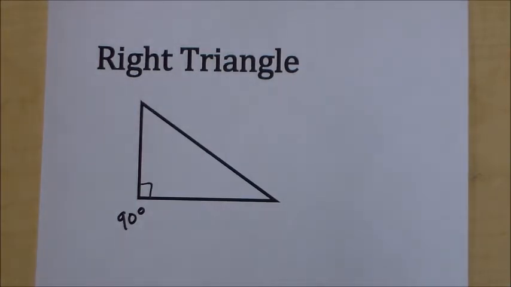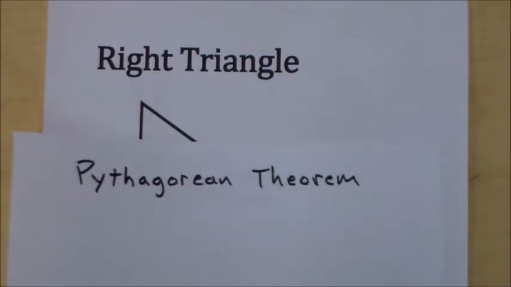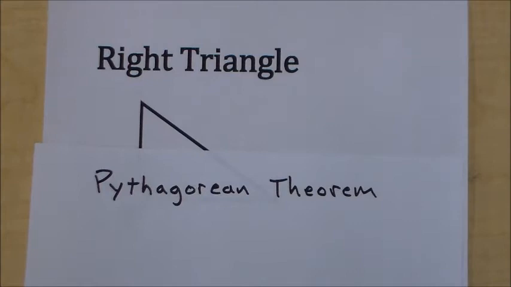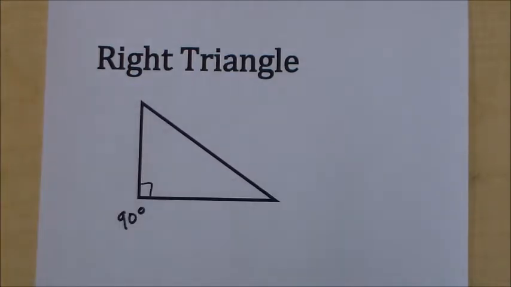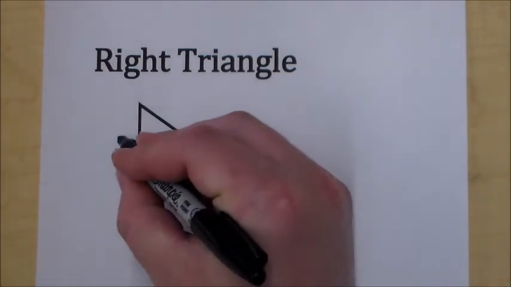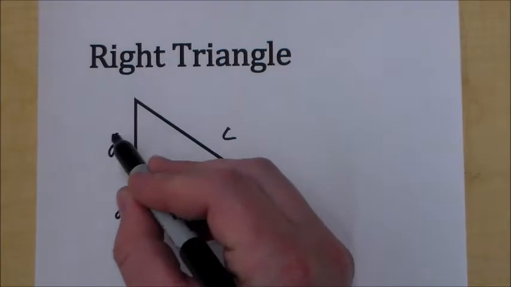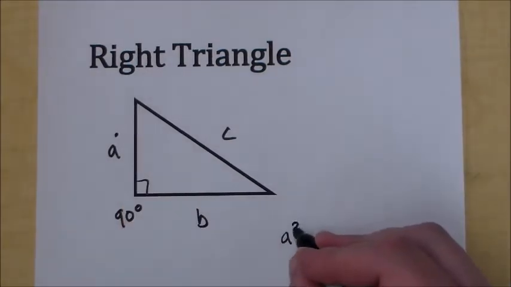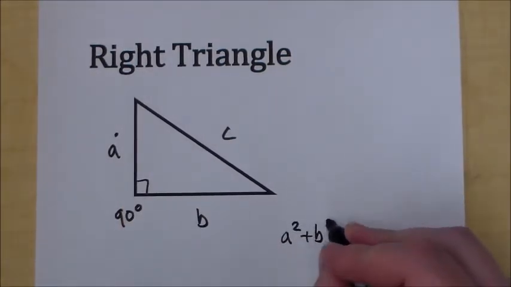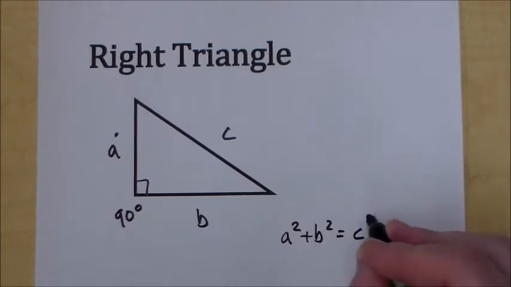Why right triangles are awesome is because of a thing called the Pythagorean theorem. If you want to Google it, you can Google it. It's called the Pythagorean theorem, which states that A, B, C are the lengths of your triangle's sides, and you see, I almost wrote squared because I wanted to say A squared plus B squared equals C squared.